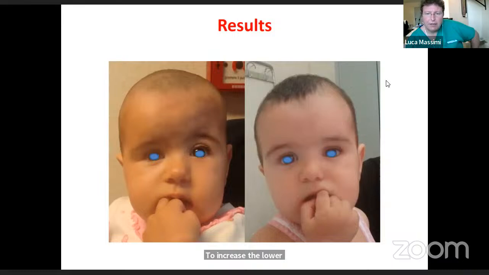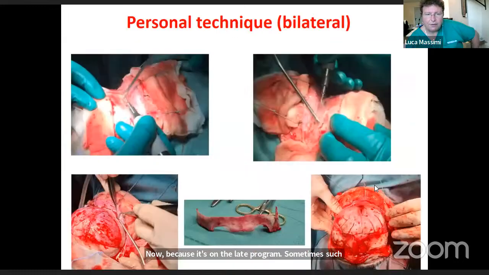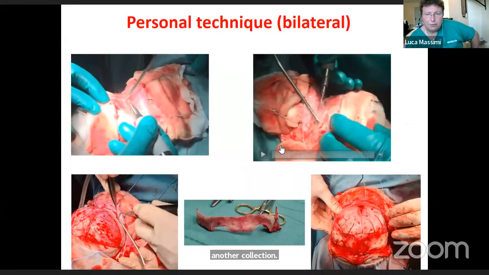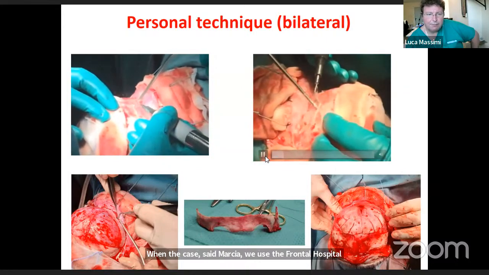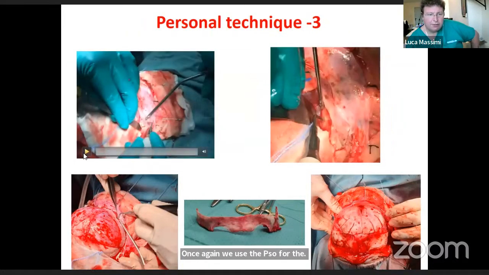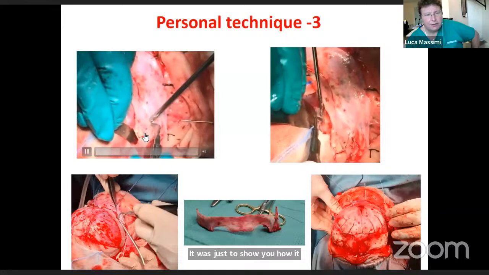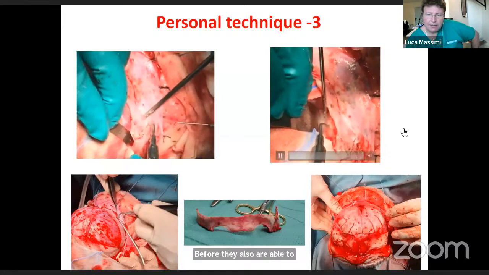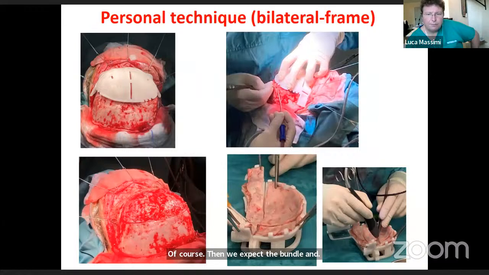This is an example of the early correction. On the late correction, sometimes such an overcorrection may persist over time. When the cases are more severe, we use the frontoorbital bandeau for the correction. Once again, we use the piezo to obtain the bandeau. This was just to show you how easy it is to perform the orbitozygomatic part of the drilling of the orbital roof. Of course, then we place back the bandeau and the orbital flap, and then the frontal flap.